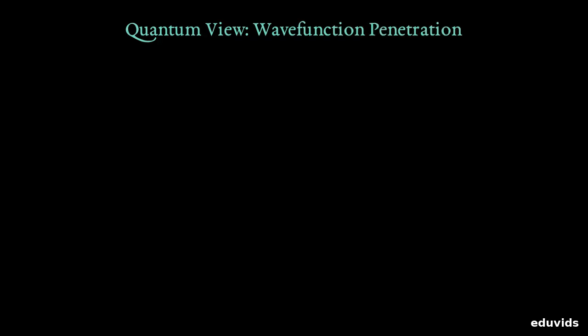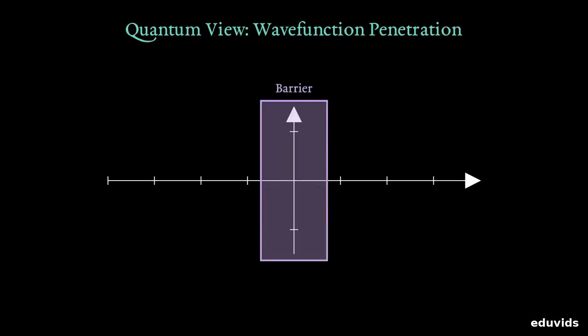Now, let us shrink down to the scale of atoms and electrons, where the rules of nature completely change. At the quantum scale, particles do not act like solid little marbles anymore. Instead, they behave like spreading ripples of water, described by something called a wave function. A wave function is a mathematical description of where a particle is likely to be found.